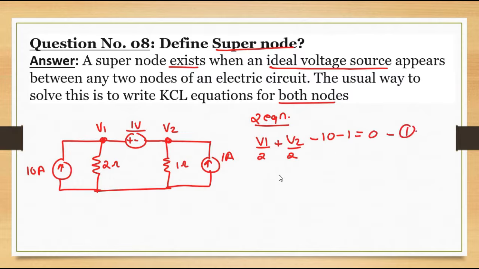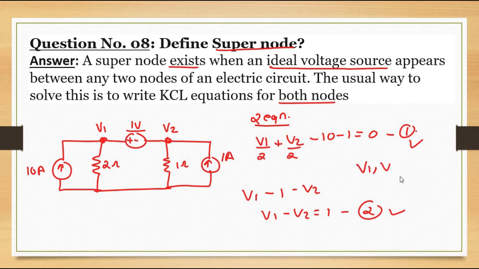This will be our first equation, and the second equation will be simply V1 minus 1 minus V2. This will be V1 minus V2 equals 1. So this will be our second equation. And by solving both equations, you will easily get the value of V1 and V2.